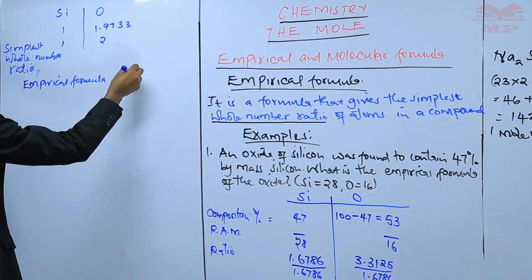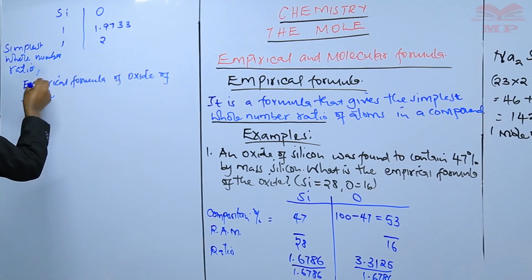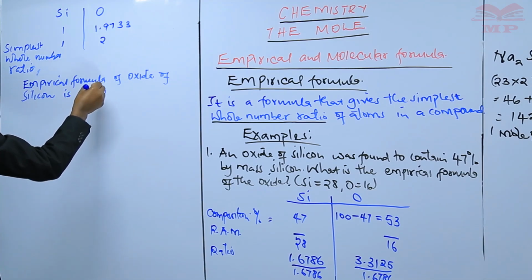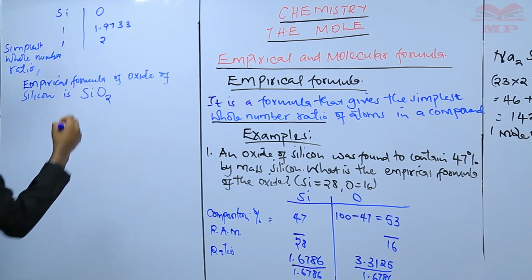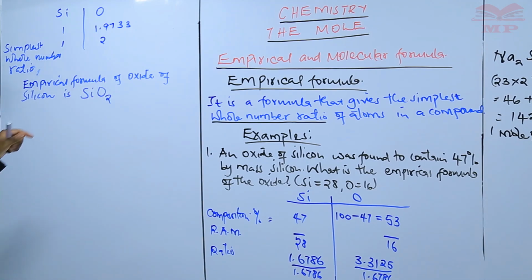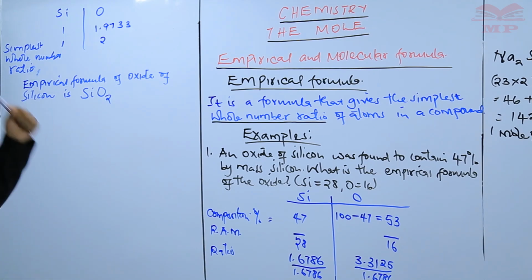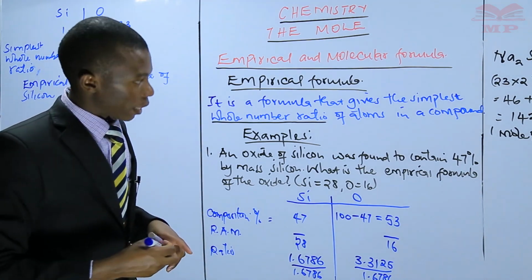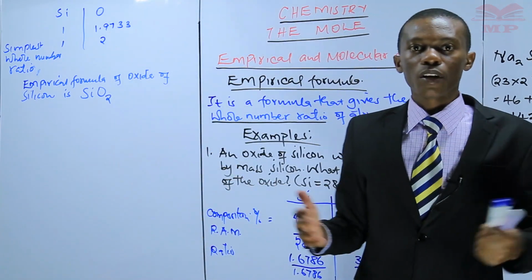And therefore the empirical formula of the oxide of silicon is one atom of silicon, 2 atoms of oxygen. That is how you get the empirical formula, and this is the empirical formula of silicon oxide. That is how simple calculating the empirical formula is.